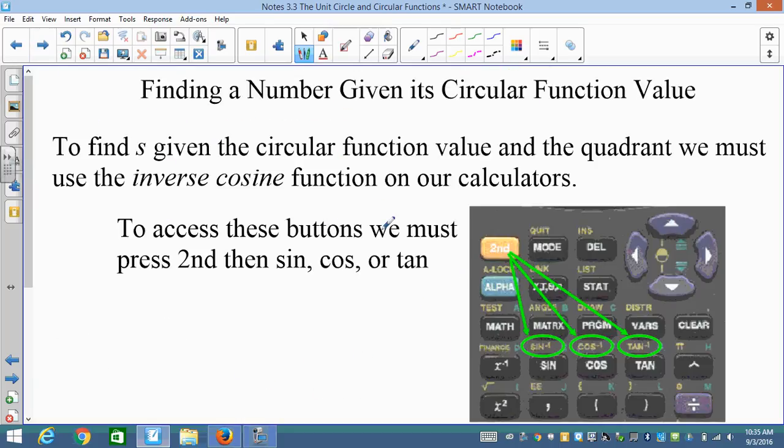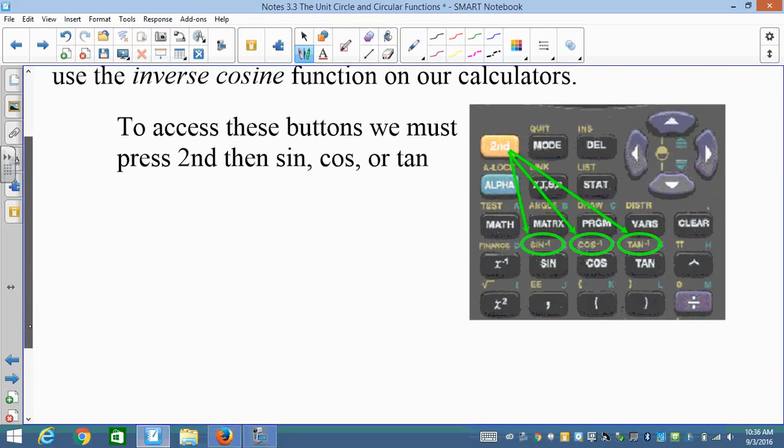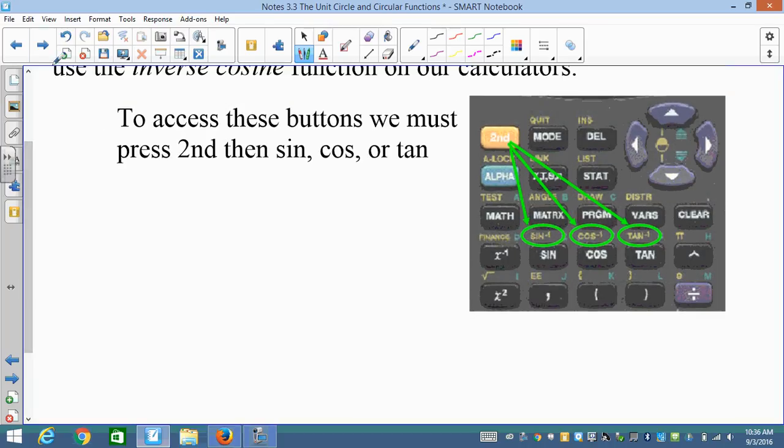Okay, so then they're taking us back to the calculators again, finding a number given its circular function value. To find s given the circular function value in the quadrant, we must use the inverse cosine function on our calculators. To access these buttons, we must press second, then sine, cosine, or tangent. Second, sine, cosine, tangent. Be very, very careful if you got secant, cosecant, or cotangent. Okay, there's nothing else on that page.